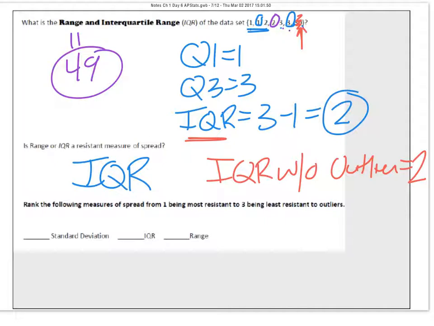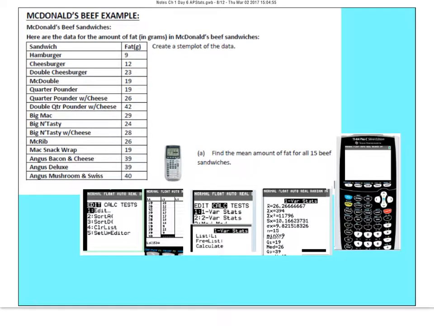Now, the last thing they want us to do is look at these 3 measures of spread and rank them, with 1 being the most resistant to outliers, and 3 being the least resistant. Well, the least resistant here is range, so that's 3. The IQR is the most resistant. And I will tell you, we haven't talked about standard deviation yet, but that one is going to be in the middle. So let's look at one comprehensive example here and wrap up our notes.